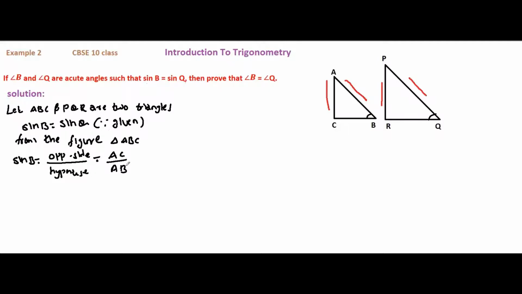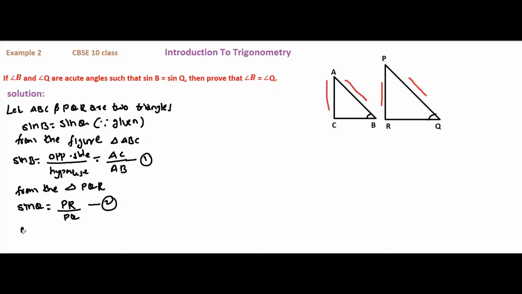Then next, sin Q, from the triangle PQR, we are applying sin Q. Sin Q means opposite by hypotenuse. What is the opposite side here in triangle PQR? PR is the opposite side and the hypotenuse is PQ. Take this one as equation 1 and this one as equation 2.